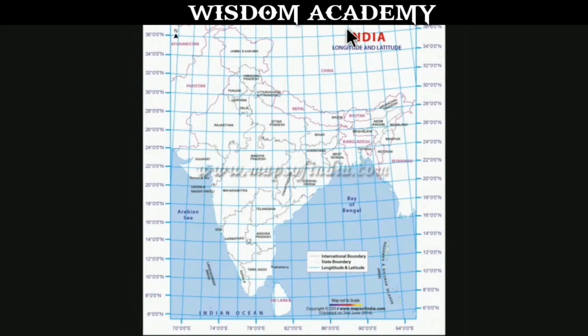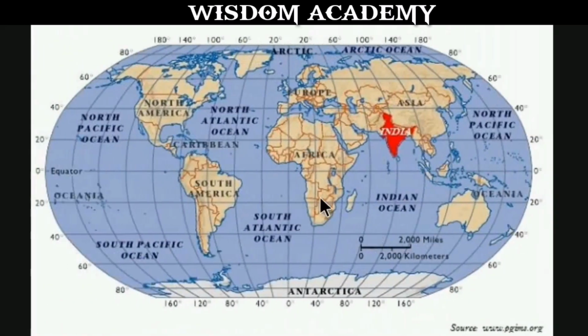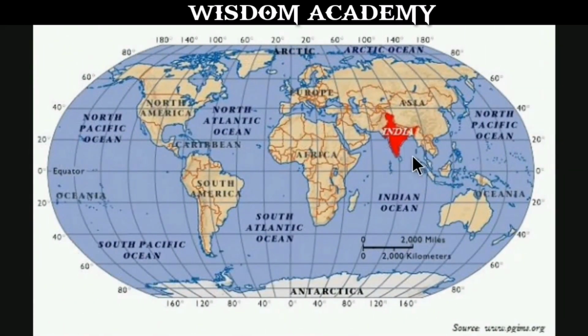If you see this Indian map, here we have various degrees like 70 degree, 74 degree, 78 degree, 82 degree, 86 degree, 90 degrees. These are the longitudes and these are the latitudes. If we look at a bigger map, India is located here. This is 0 degree longitude. Here we have 180 degree longitude, and here we have the equator.